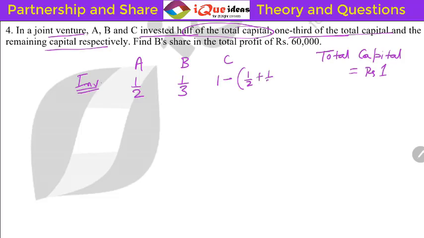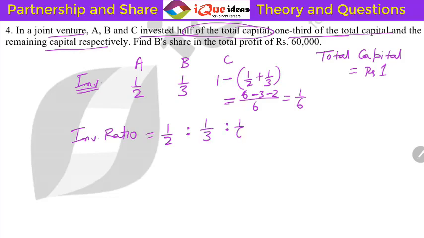So first let's simplify this. 2 and 3 LCM 6. 6 into 1 is 6 minus 1 by 2 will be 3 and 1 by 3 will give us 2. So 6 minus 3 minus 2. If you open the bracket, both of them will be minus. So it is 1 by 6. So the investment ratio is equal to 1 by 2 is to 1 by 3 is to 1 by 6. You must simplify it.